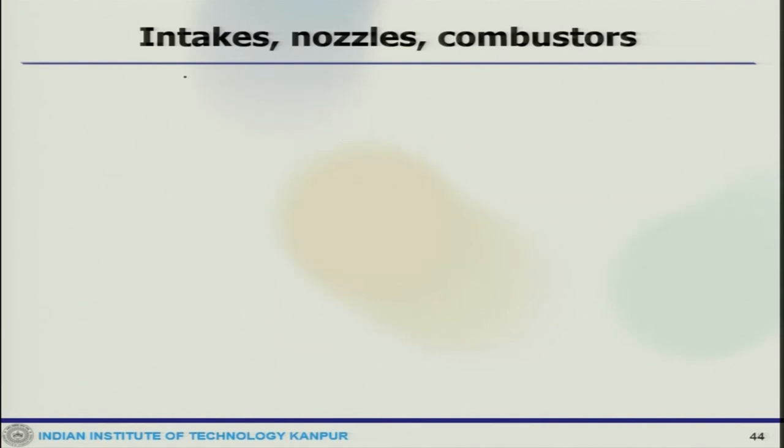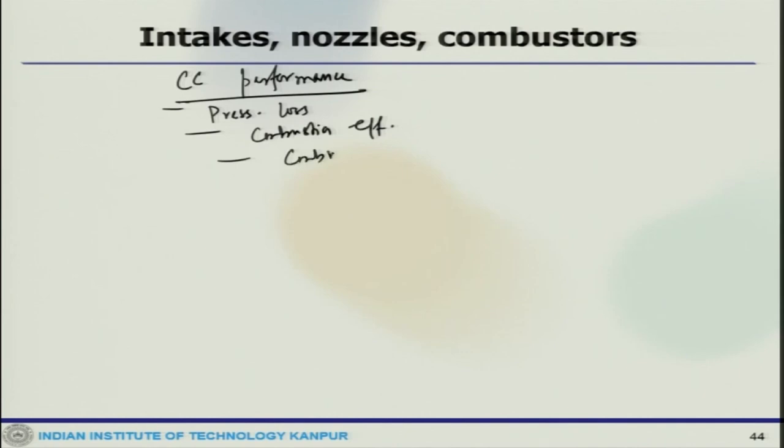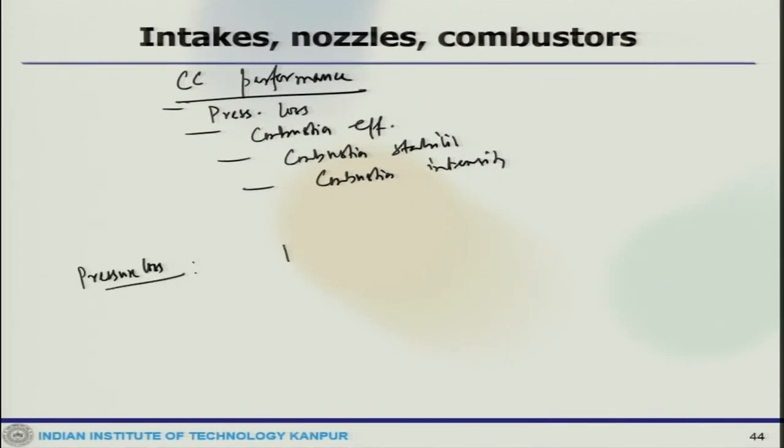Now the combustion chamber performance: we have pressure loss, combustion efficiency, combustion stability, and combustion intensity. These are the important parameters. The pressure loss factor, PLF, can be calculated as delta P naught by (m square by 2 rho 1 A m square), where m is the airflow rate, A m is the maximum cross sectional area, and rho 1 is the inlet density.